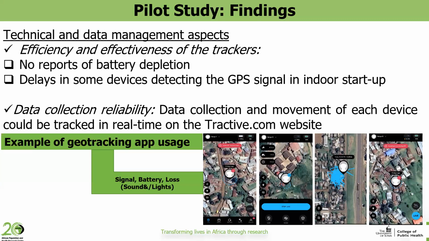Next slide, please. Yeah, so on technical and data management aspects, there were no reports of battery depletion from any of the trackers. However, there were some delays in some of the devices detecting the GPS signal, especially in indoor settings. We were able to track the movements of all the devices or the animals in real time on a website. As you can see from these pictures, we could track the animals for the entire 24 hours. And if at some point we lose the tracker, we are able to turn on the lights and the sound, and we can find the tracker where it is.